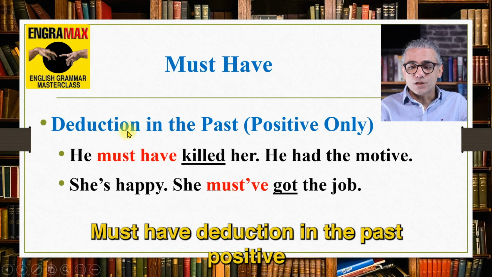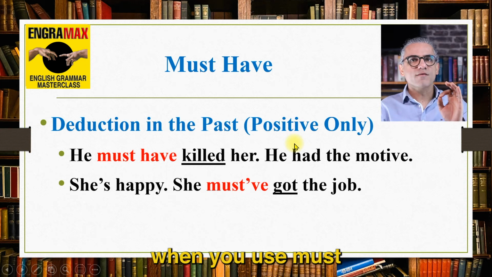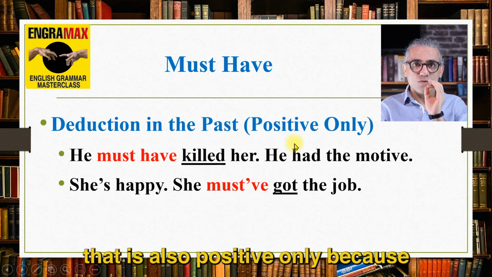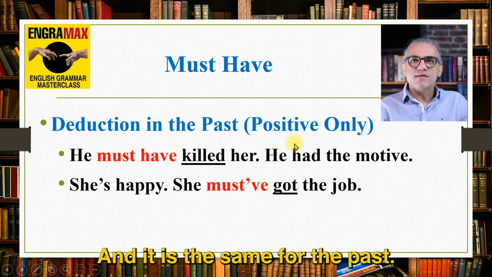Must have. Deduction in the past, positive only again. Remember, when you use must in the present for deduction, that is also positive only, because negative deduction is couldn't or can't. And it is the same for the past.